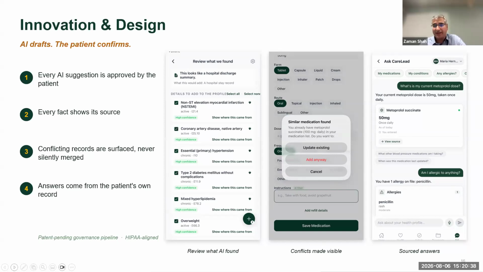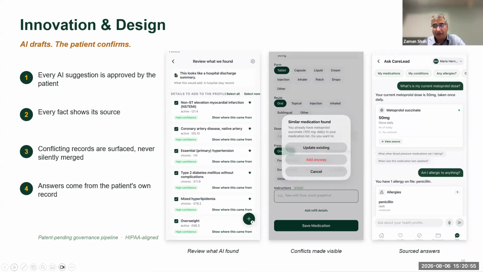The second thing is that every fact actually shows its source. So it tells you where that record is coming from. And that is absolutely important to make sure everything is auditable, traceable, and the source is determined.